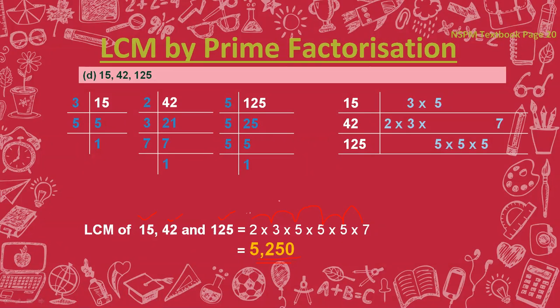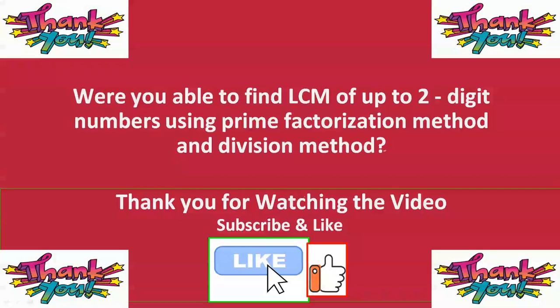Least common multiple by using the division method or LCM method. Were you able to find LCM up to two-digit numbers? Yes, not only two-digit numbers. You are able to find LCM for three-digit numbers. Using prime factorization, you have to use only prime numbers and the division method because you are doing division. Hope you have enjoyed and learned this technique of LCM.